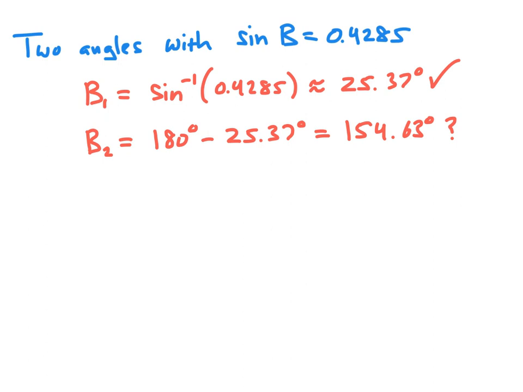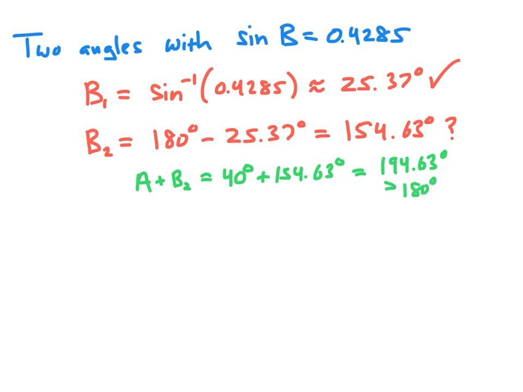Given at the beginning of the problem, we knew that A was equal to 40 degrees. And so if I add A and B2 together, this would be 40 degrees plus 154.63 degrees. The actual sum here is easy to find, but it's not really that important. What's important is that when we get this number, we see that this is greater than 180 degrees, which is the angle sum for any triangle.